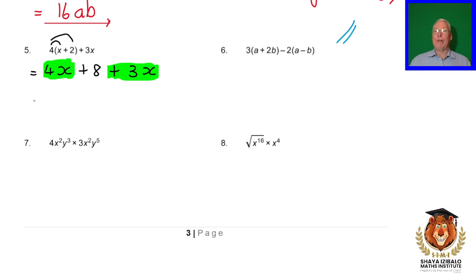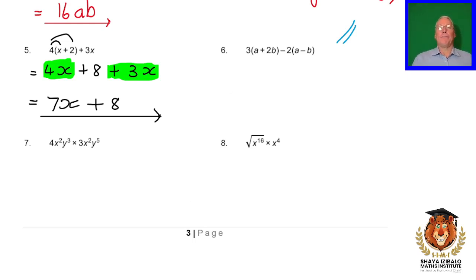Okay, when you multiply x by x, you get x squared. All right, our final answer here, notice we underline our answer to help the teacher find it and know that we've got it right. 4x plus 3x is 7x, plus 8. We cannot add those two things. They're different things. They're unlike terms.